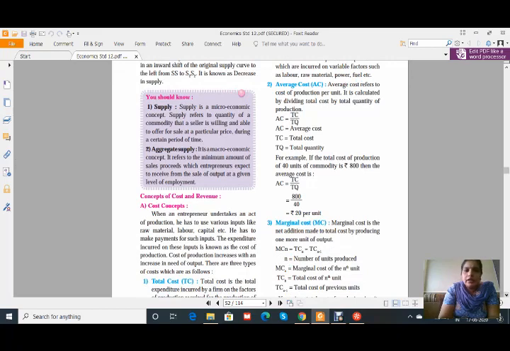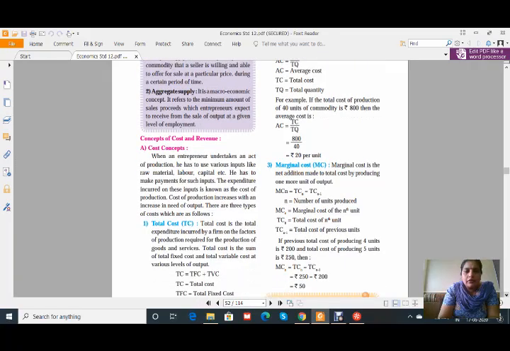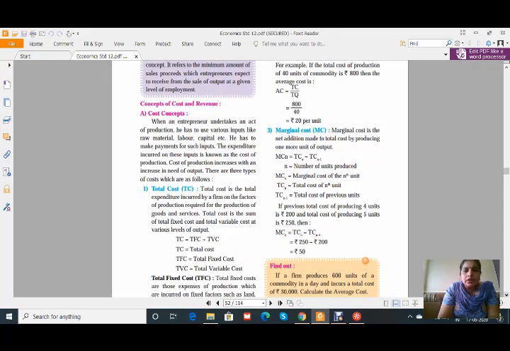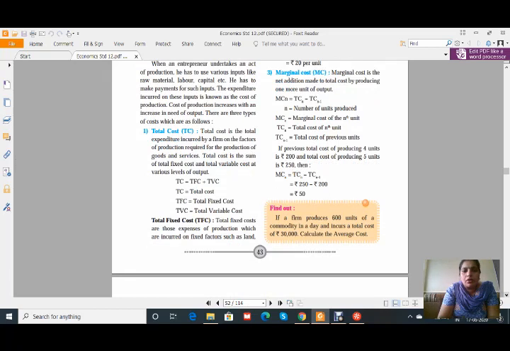The definition is given, and according to that definition there are some concepts of cost and revenue which come under the definition. In the 2-mark definition questions, you get definitions of many of these concepts. So I will just go through it. Total cost. The very first one is total cost. What is meant by total cost?